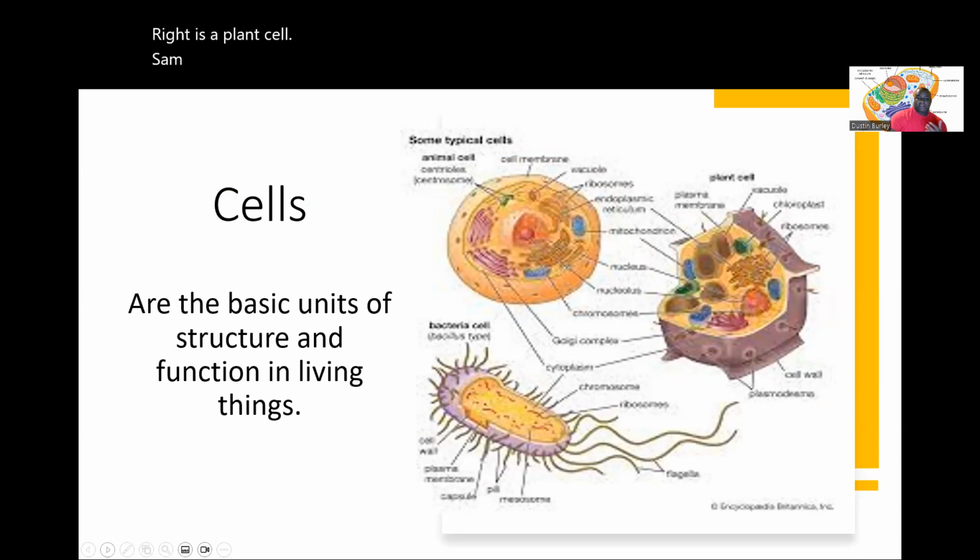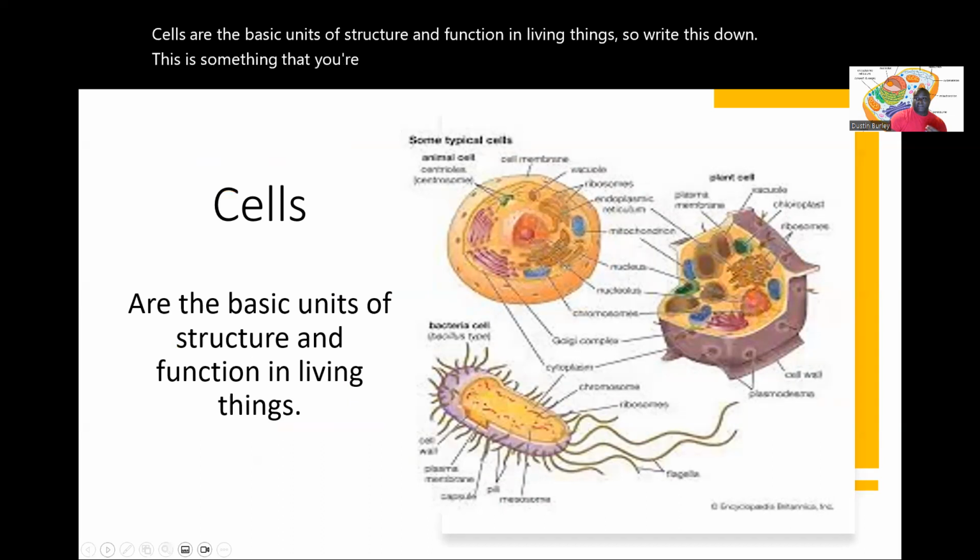Cells are the basic units of structure and function in living things. So write this down. This is something that you're definitely going to need to know.